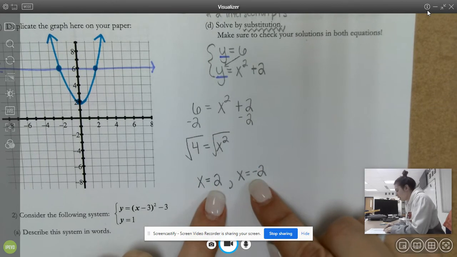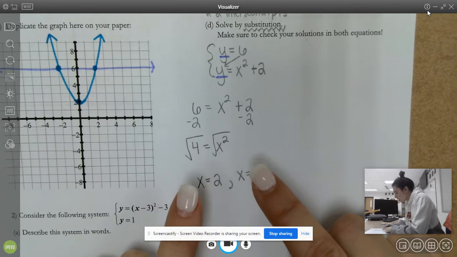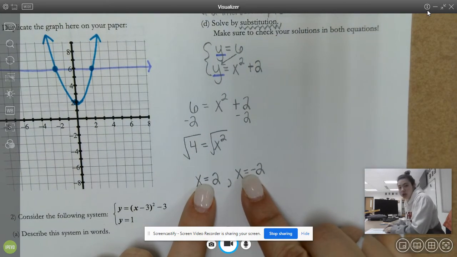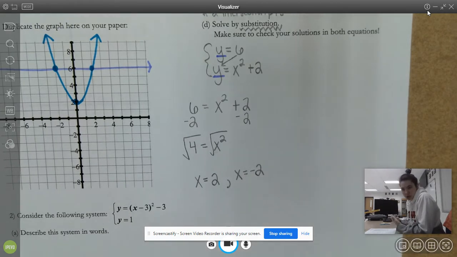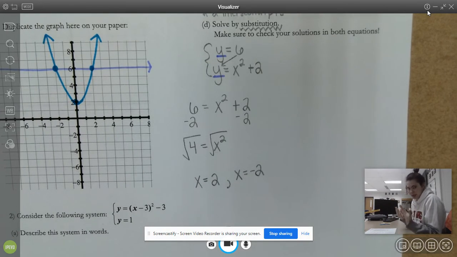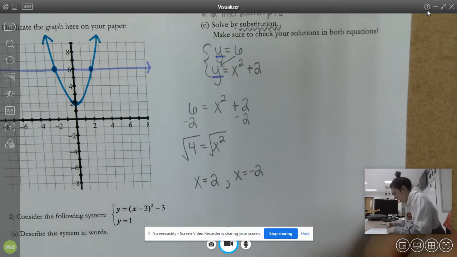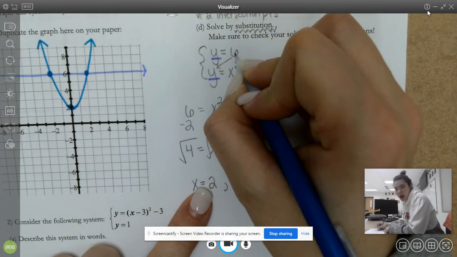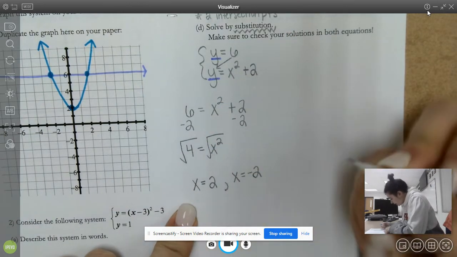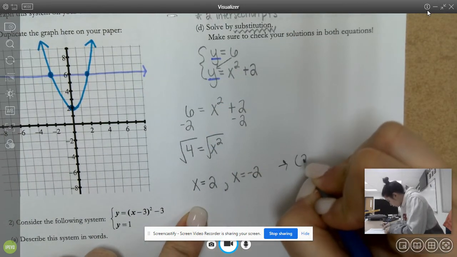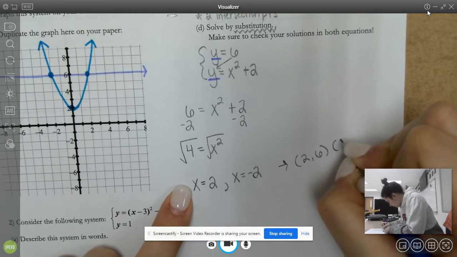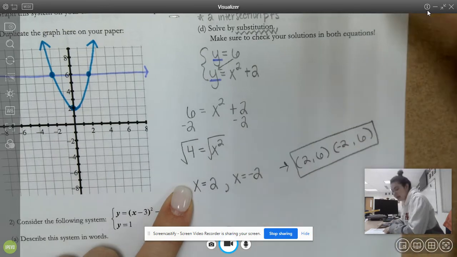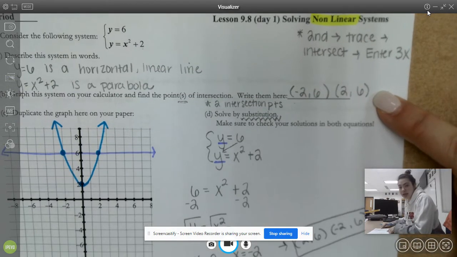But we're not done because we do need to find the ordered pair, right? Whenever we're solving a system of equations, we don't just care about the x value, we also want to know the y value. Now, it just so happens for us that we already know that y is 6, so really this turns into (2, 6) and (-2, 6), which is what we found up here in our calculator. So that worked out really nicely.